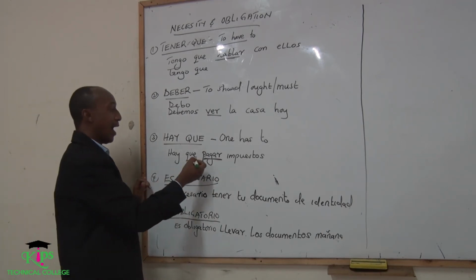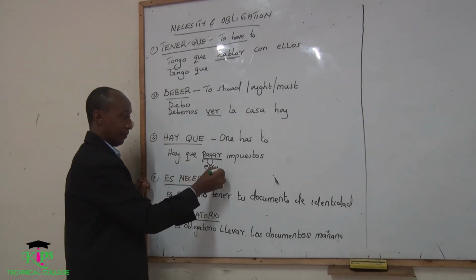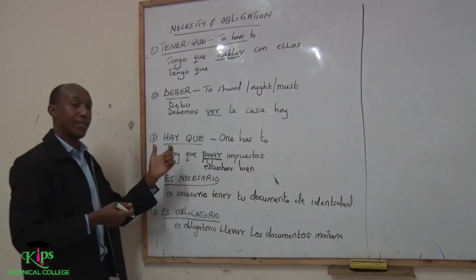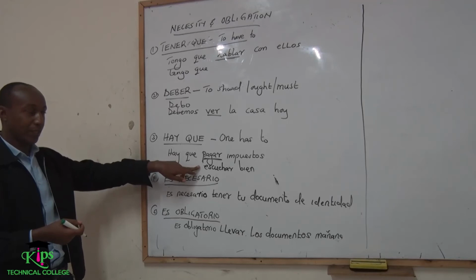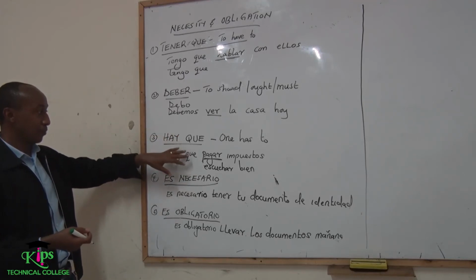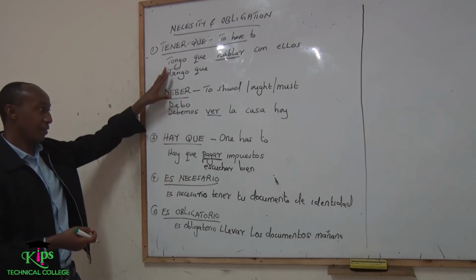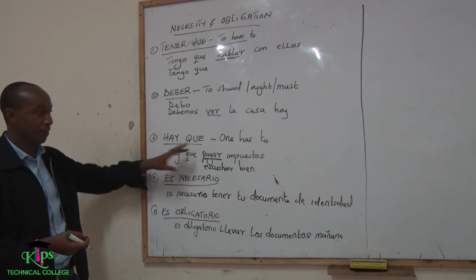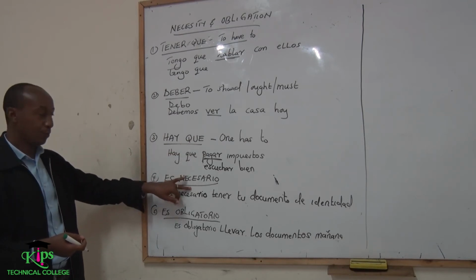You can say, hay que escuchar bien. Hay que escuchar bien. To mean one has to listen well. So this is easy to understand, though it may be substituted with tener que or the verb if you want, but this one does not address a specific person. Then we have es necesario.